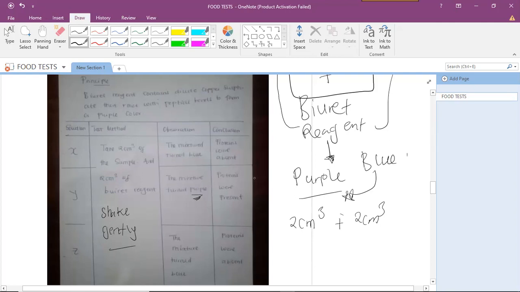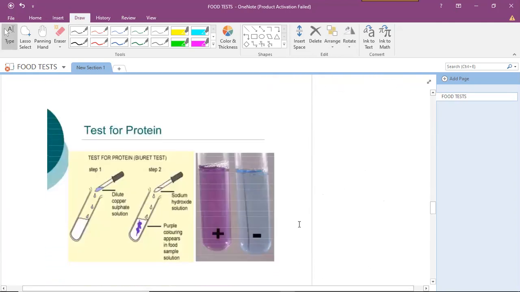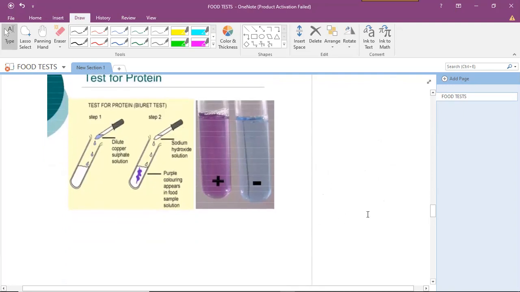It means the biuret reagent was able to detect those peptides, small protein units. And then Z here, the mixture turned blue. It means proteins were absent. So let's look at a picture to see what's happening here.